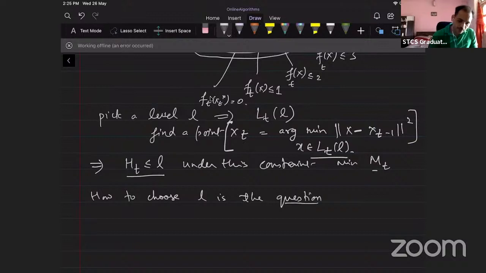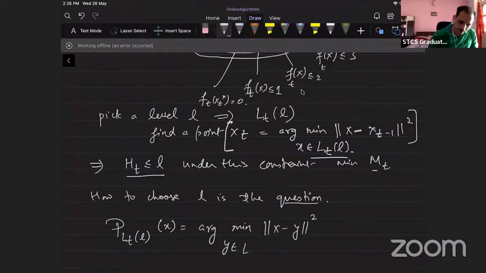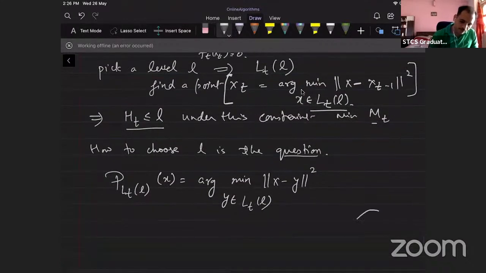What L are you happy with? Because as L changes, everything changes, right? So this particular algorithm is going to do the following. I'm going to define a projection operator. This is my projection operator, projecting x onto my level set, which is some convex set. This is my x, and it is going to be projected. So this is my projection operator. This is L_t.